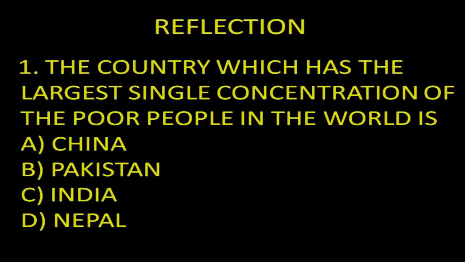Now let us, children, reflect on all that we have studied through these questions. The first question is, the country which has the largest single concentration of the poor people in the world is China, Pakistan, India, or Nepal. Single concentration of the poor people in the world, it is of course India. India has the maximum population of poor in the world.